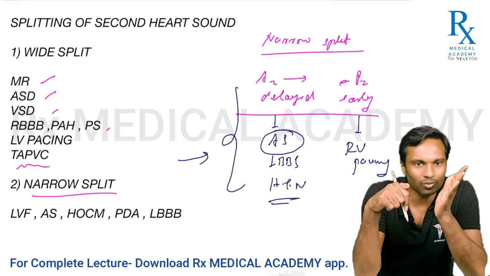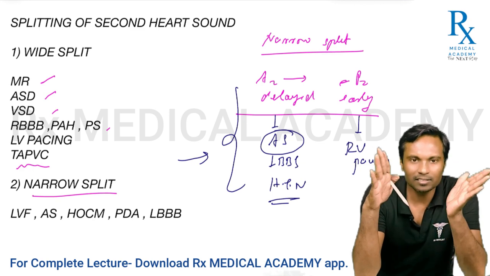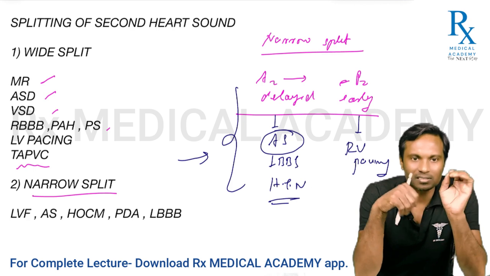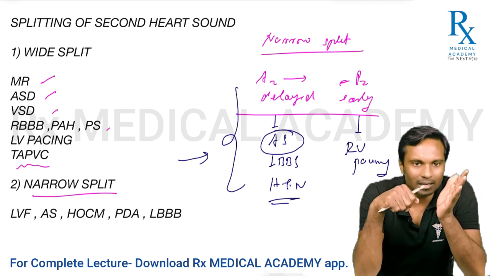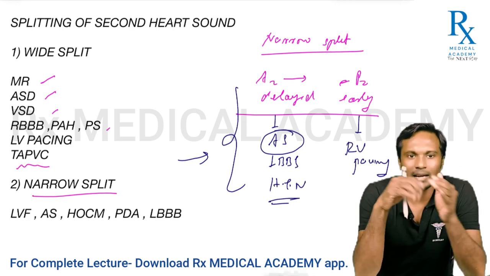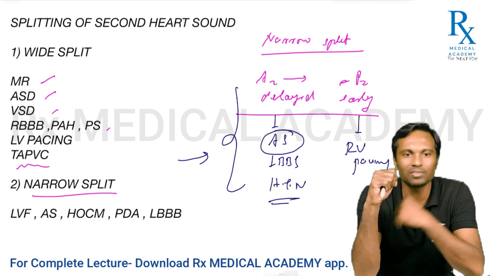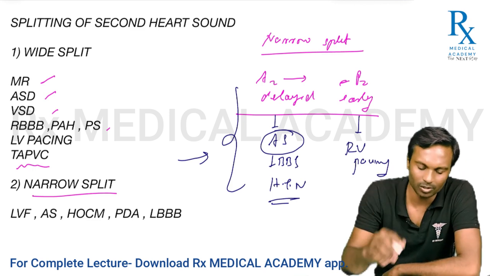Initially, A2 will be delayed, right? And split will narrow. Later on, A2 and P2 will come at the same time. That will be a single S2. Okay, and later on A2 can be delayed, even more delayed than the P2. Then you can find a reverse split of the second heart sound.